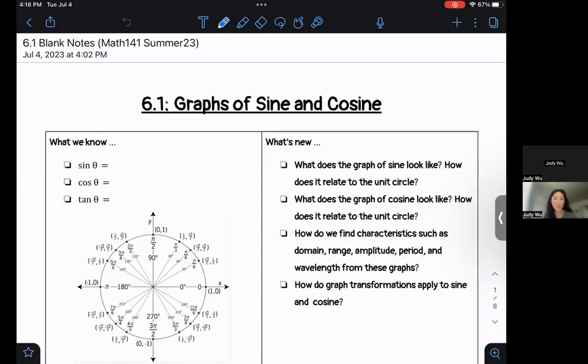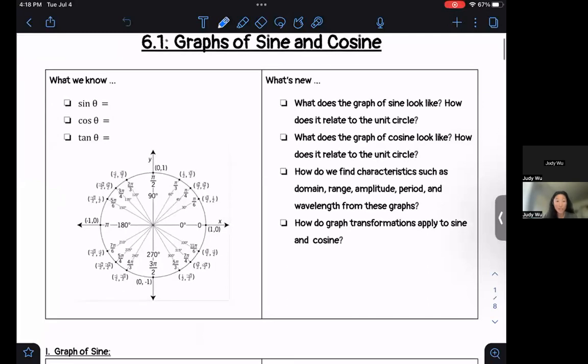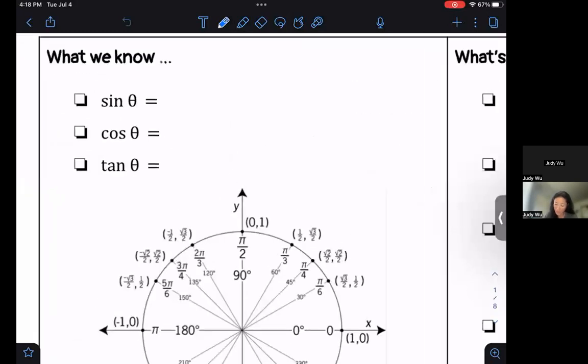Folks, welcome to 6.1. We are going to be talking about graphs of sine and cosine in this video. So let's start with what we know.